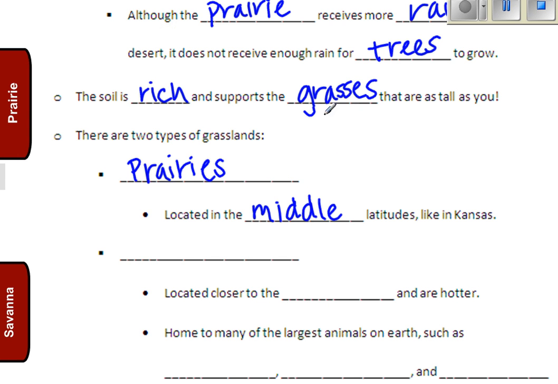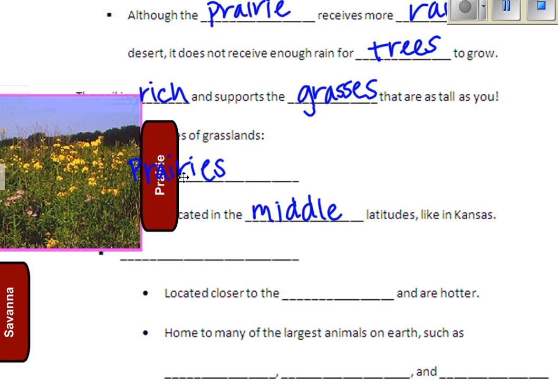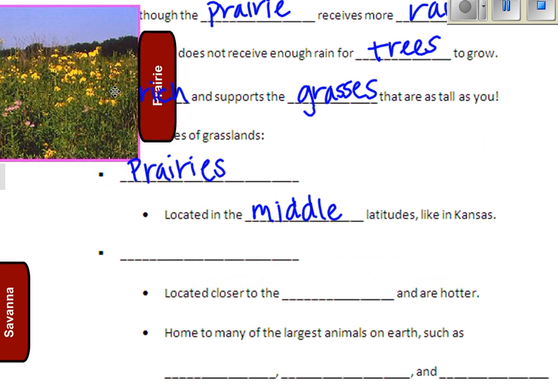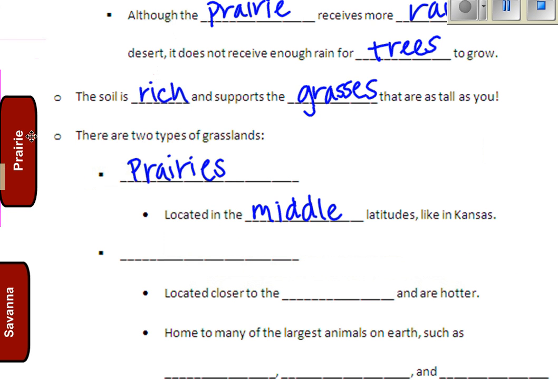Okay, so what does a prairie look like? Here's an example of the prairie. You can see all the really tall grasses and the wildflowers. Okay, those are simple plants that are able to grow in a grassland because they can survive without a lot of rain. Okay, and the second type of grassland is the savanna.